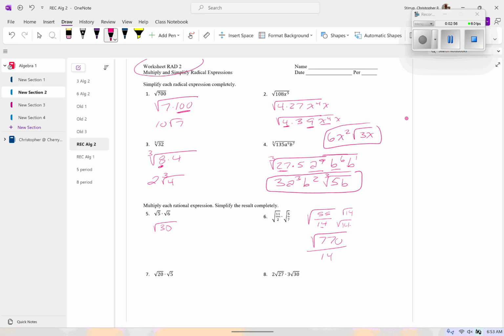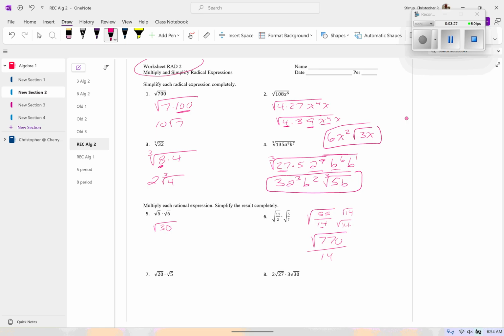Let's see if we can break 770 into anything. 4 doesn't go into it. 16 doesn't go into it. 25 doesn't go into it. 36 doesn't go into it. 770 divided by 49, nope, that doesn't work. I'm just dividing them all out on the calculator. 64 doesn't work. 770 divided by 81 doesn't work. 770 divided by 100 won't work.